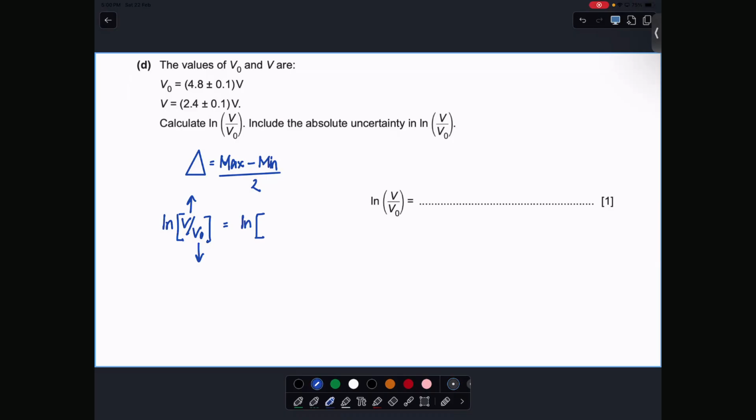Similarly, if I decrease the denominator, ln increases, because 1 by 0.1 is 10. So I need the highest possible value of v, which is 2.5, that is 2.4 plus 0.1, and the lowest possible value of v naught, 4.7. That gives my maximum possible value of ln v by v naught. For the minimum, I take the smallest possible value at the top, 2.3, divided by the largest possible value at the bottom, 4.9. That gives my minimum. What does the maximum come to?